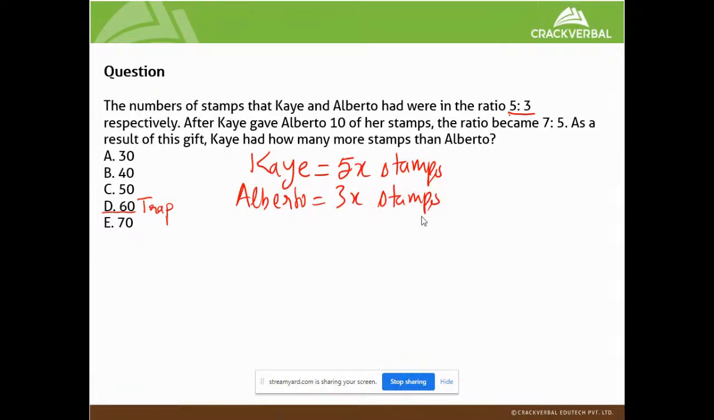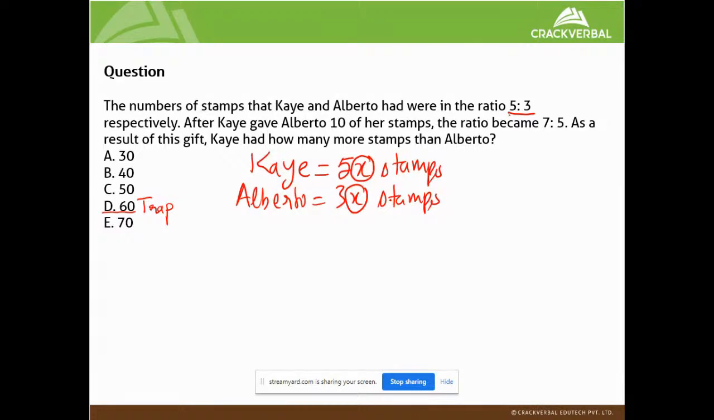You have to remember that in a ratio question like this, a ratio of 5:3 does not always represent the actual values of the stamps. So it's not that K and Alberto have 5 and 3 stamps. A ratio does not represent the actual value all the time. It's one of the fundamental concepts. And because a ratio does not represent the actual value all the time, you will have to bring in something called a multiplier, right? A multiplier is what would have been removed from the ratio.